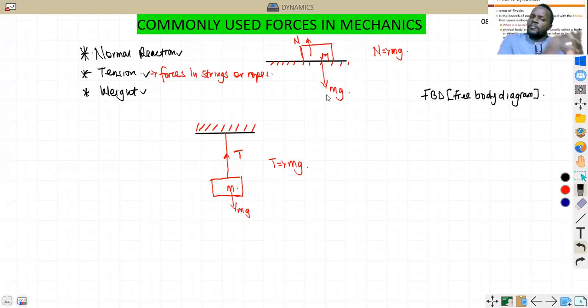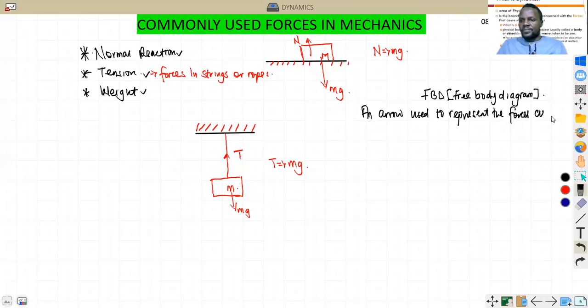But for now, talking about free body diagram, it is just a line that is used to represent... It's just an arrow. Let me just put on a note. Sorry, I'm rushing. An arrow used to represent the forces acting on a body. I hope you are there, acting on a body. So keep that at the back of your mind, which is very, very important.